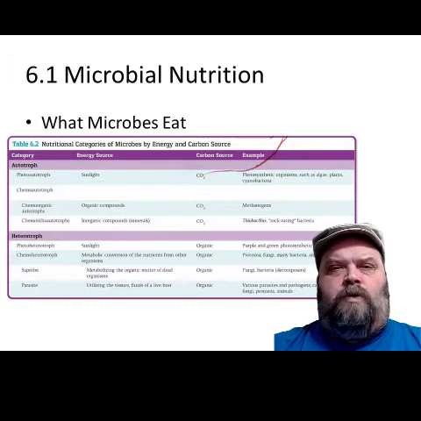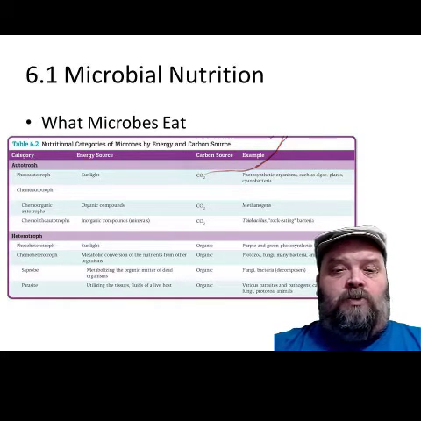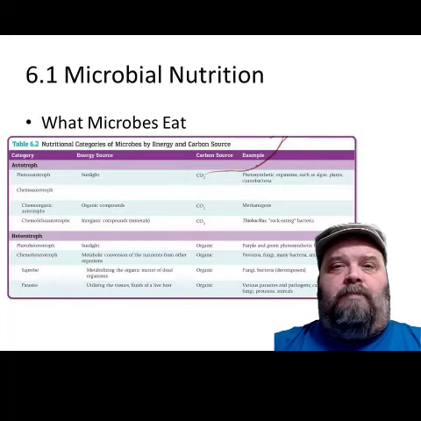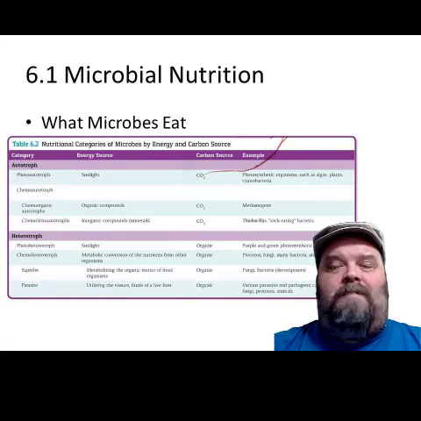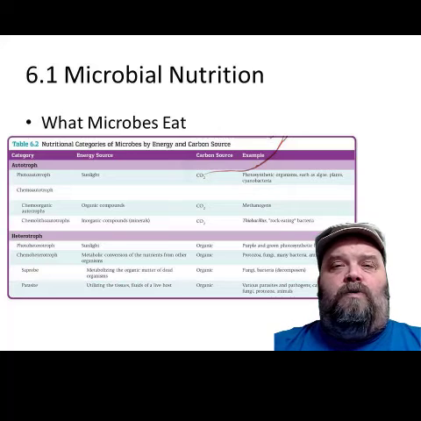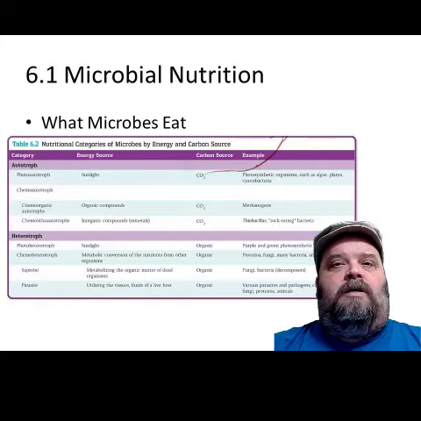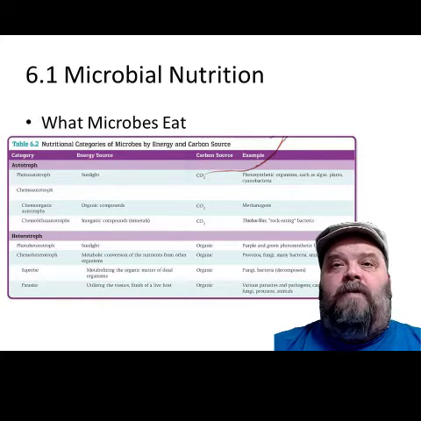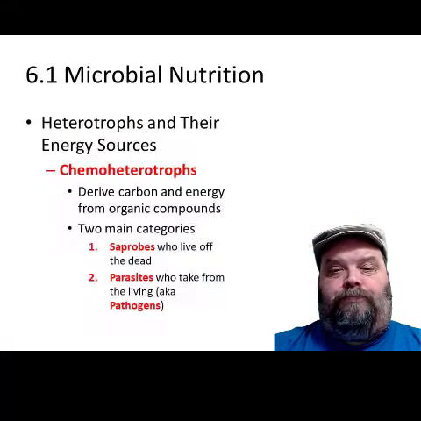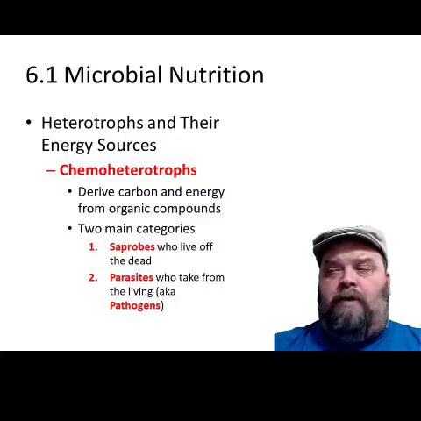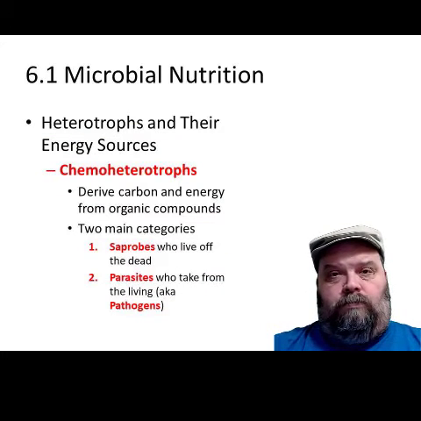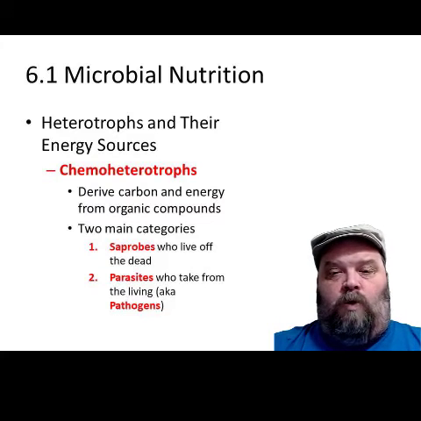And then things that are heterotrophic. Chemoheterotrophs are the ones we're going to focus mostly on. Chemoheterotrophs, just like us, have to take up their carbon sources from outside. They use organic molecules for the basis of metabolic energy. So the chemoheterotrophs, the textbook says, derive carbon and energy from organic compounds.